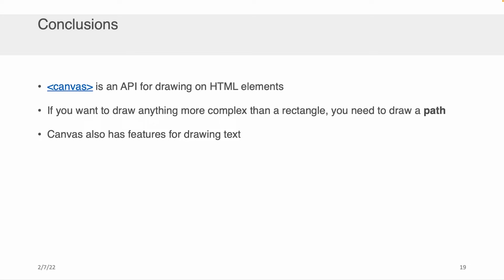If you want to draw anything more complex than a rectangle, of course, the one thing I hope you will remember here is that you should use a path. If you need to draw circles, you use an arc. And that Canvas also allows you to draw text.